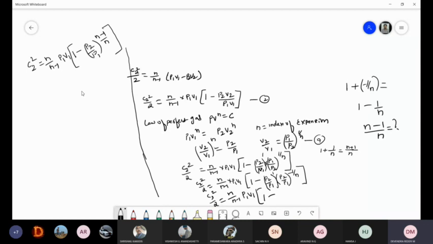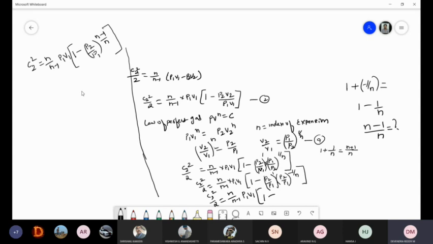Only I am adding powers and changing in terms of P2 by P1, because this is P2 by P1 and this is P1 by P2. Entirely I am getting it as P2 by P1. So I have taken this as minus 1 by n. So 1 minus 1 divided by n is multiplied, giving n minus 1 divided by n. So I am substituting this into the single equation.